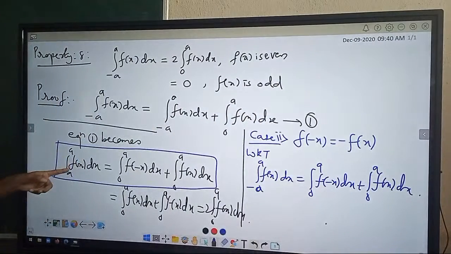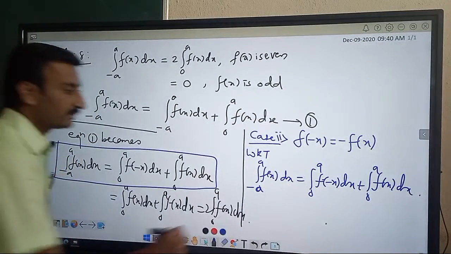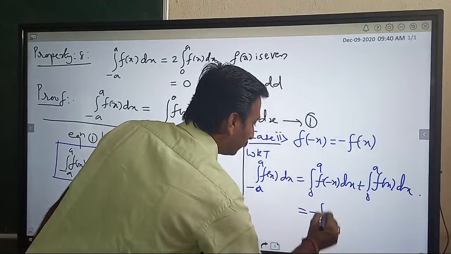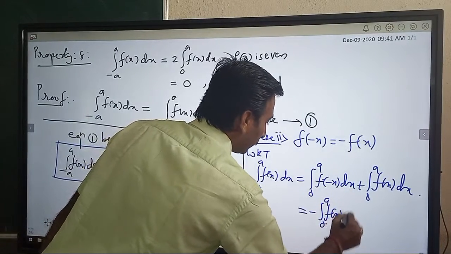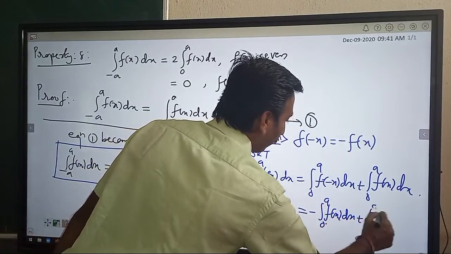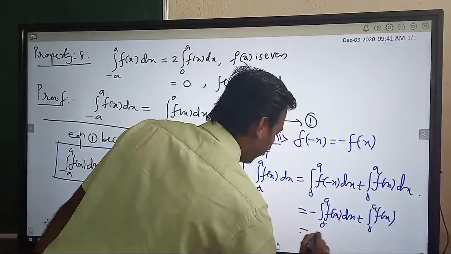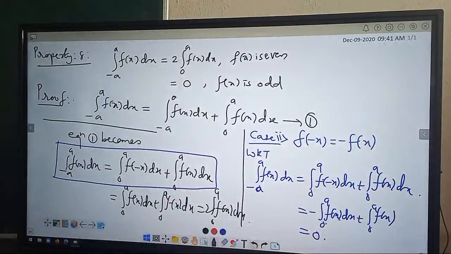This property. So therefore you can say it is minus 0 to a f of x dx plus 0 to a f of x dx. So you are getting the answer 0. So this is property number 8. It's property number 8.